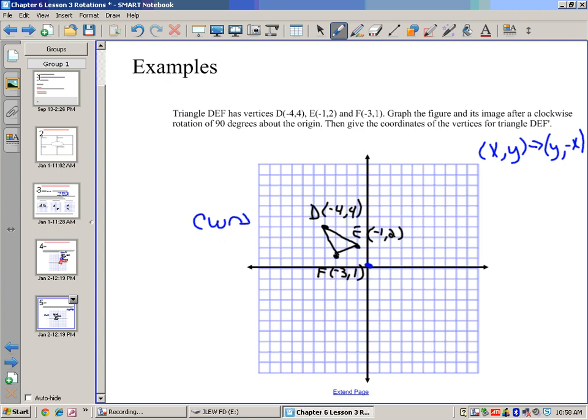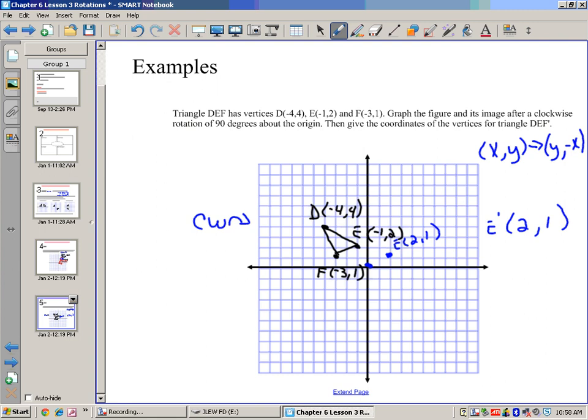So let's look at E. E is 2, negative 1. So now E prime is going to become 2, 1. Because you have negative 1 as the x, but then it's a negative as well, so it's going to become a positive. So E is going to become 2, 1. So E is going to be right there. That's going to be E, 2, 1.